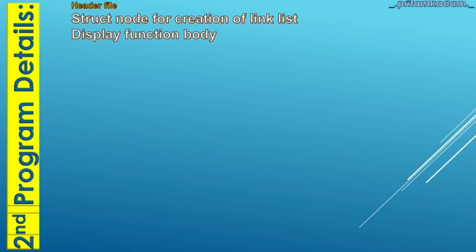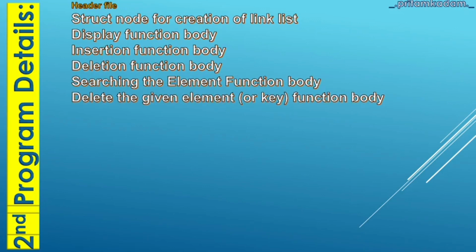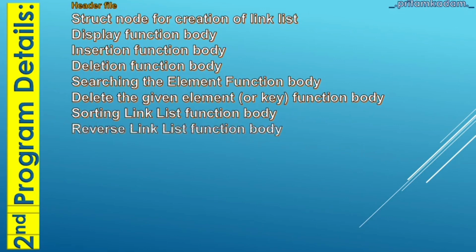We will first of all write the header files. Then we will make a structure node for creation of the linked list. Then we will write the display function body, then insertion function body, then deletion function body, then searching the element function body, then delete the given element or key function body, sorting linked list function body, reverse linked list function body. It will be done outside the void main, because I don't want to clutter the void main section. I will write this, and it will be very convenient for you to understand too.